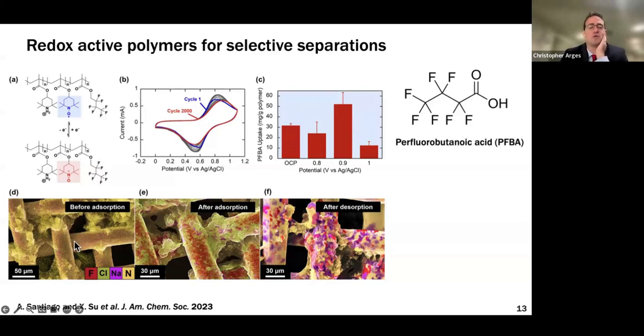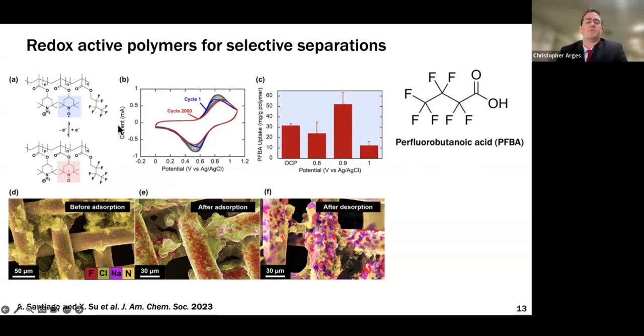So this is the electrode before absorption, before we do the oxidation to make this compound. Then when we do it afterwards, these are EDX images here. The fluorine is red, so you can see this PFBA absorbed onto the surface. Here they absorb at 0.9 volts versus silver chloride reference electrode. They have the largest uptake.